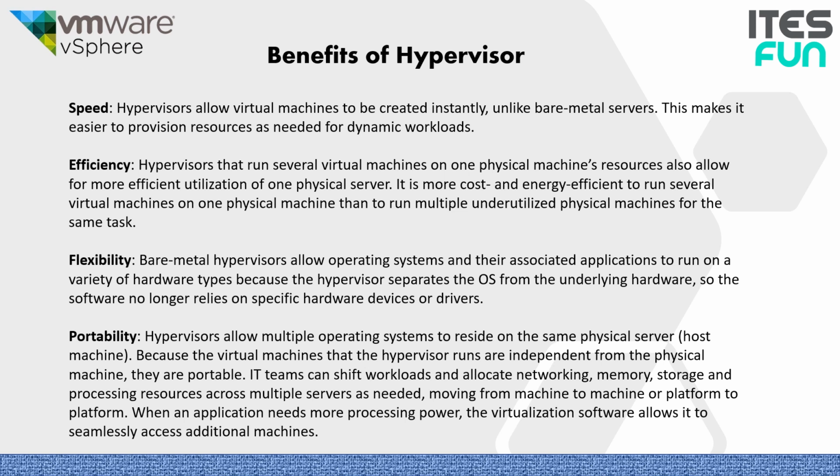The last benefit which we will talk about is portability. Hypervisors allow multiple operating systems to reside on the same physical server, the host machine. Because the virtual machines that the hypervisor runs are independent from the physical machine, they are portable. IT teams can shift workloads and allocate networking, memory, storage, and processing resources across multiple servers as needed, moving from machine to machine or platform to platform. When an application needs more processing power, the virtualization software allows it to seamlessly access additional machines.